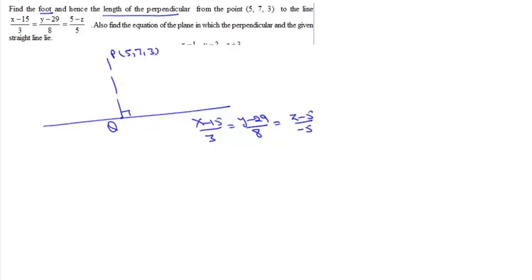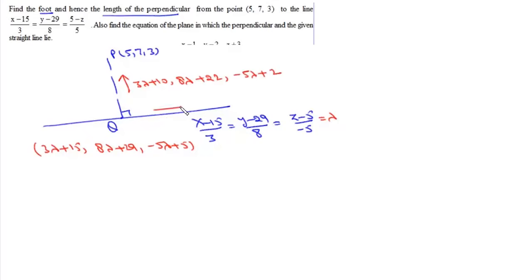Now we can take this point Q in terms of parameter lambda. We can write this point Q as (3 lambda plus 15, 8 lambda plus 29, and minus 5 lambda plus 5). Now we can also write direction ratios of PQ. Direction ratios of PQ, they will be 3 lambda plus 10. Now it is 8 lambda plus 29 minus 7, so it will be 22. And then minus 5 lambda plus 5 minus 3 is 2. And direction ratios of this line, they are 3, 8 and minus 5.